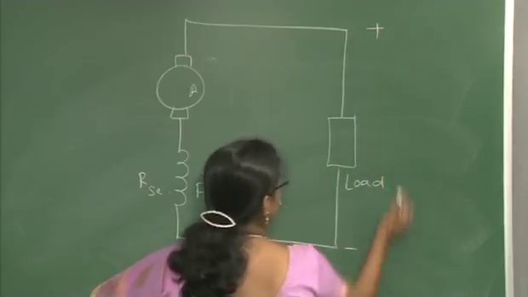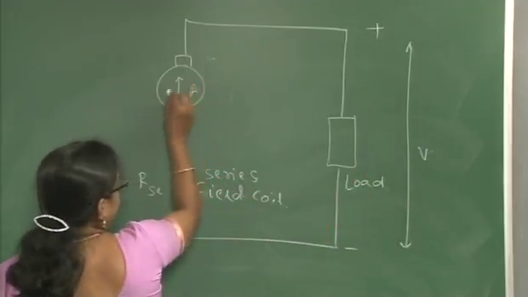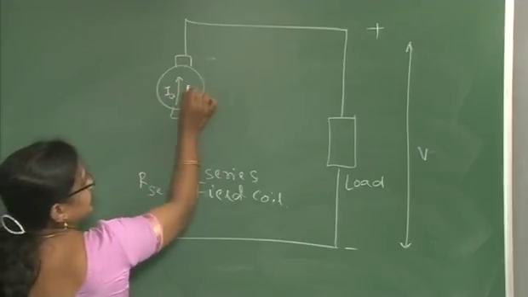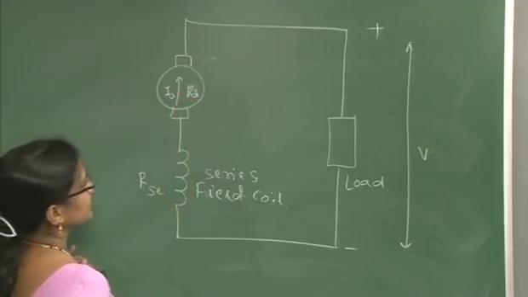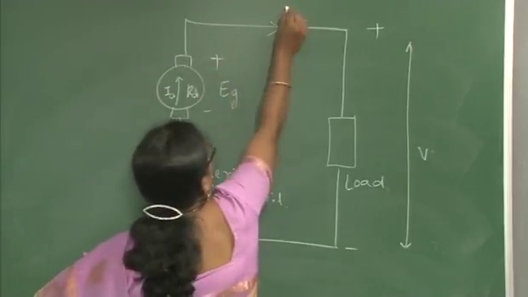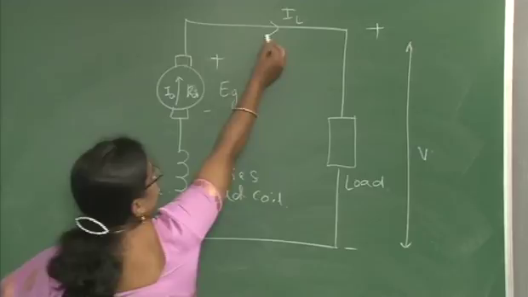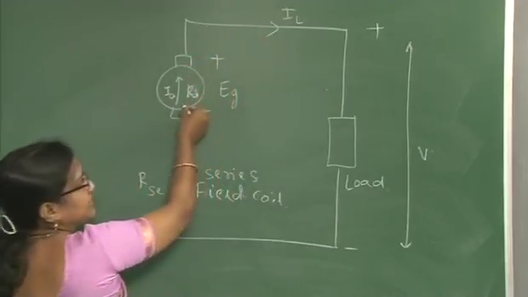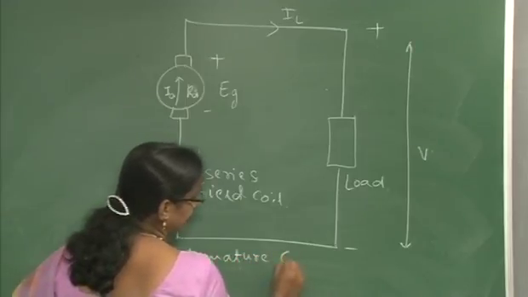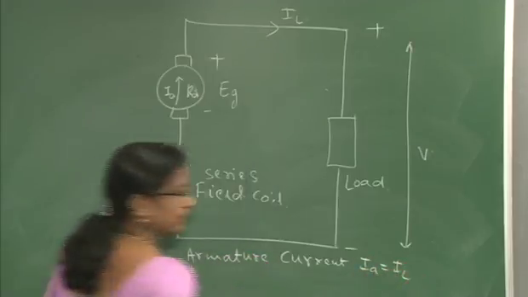The terminal voltage is V, current IA is the armature current, the resistance is the internal resistance of the armature, and the induced EMF is EG, and this is the load current IL. You observe in this case the load is connected in series with the armature. So, armature current and load current both are same. Armature current IA is equal to IL, that is load current.